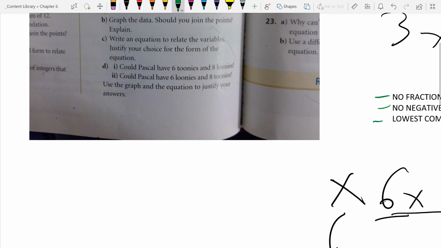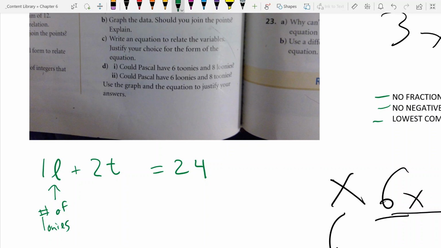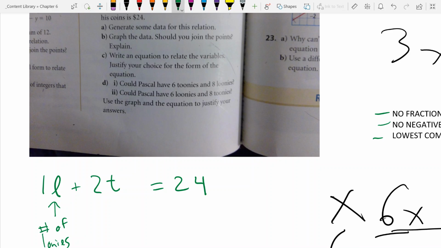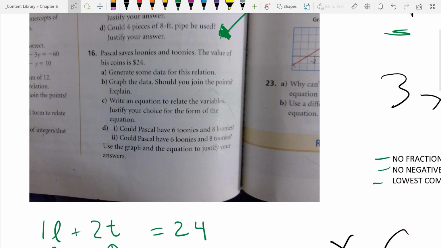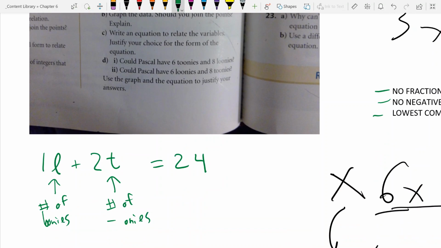So I'm going to say the total value was $24. I can say 1 loonie plus 2 toonies equals $24. So the idea is that this is the number of loonies, and this is the number of toonies, right? Toonies isn't spelled with a W. So whatever the number of toonies is, I would multiply it by the $2 so I can find the total value.